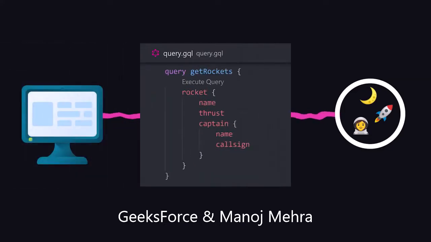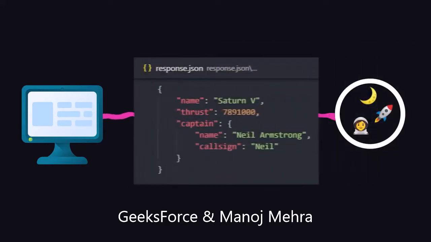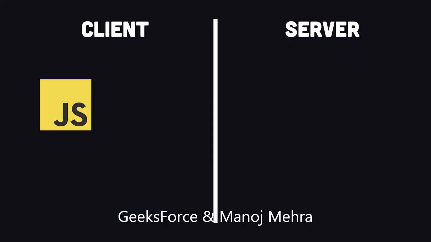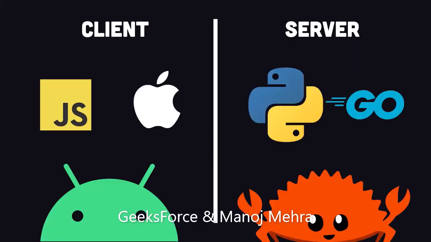Data is queried or fetched by describing it with a syntax that mirrors its return shape in JSON. The front-end developer describes the data they want, while the back-end developer writes code to resolve the request. And it all happens in a syntax that can work with any programming language.